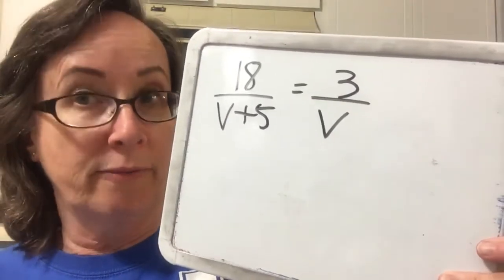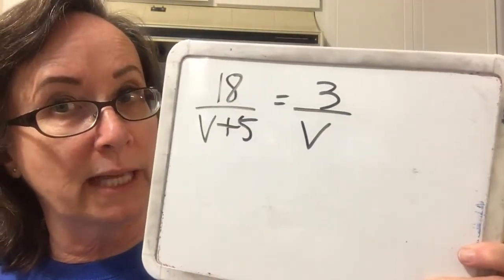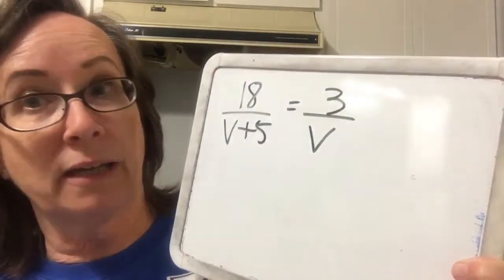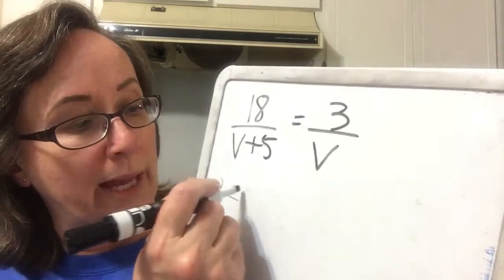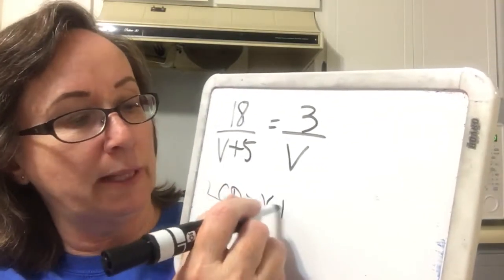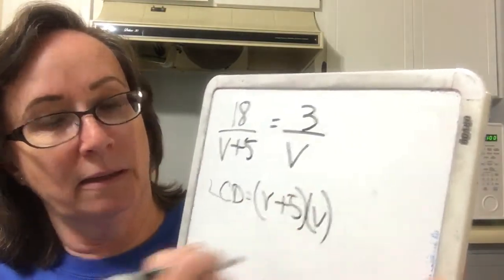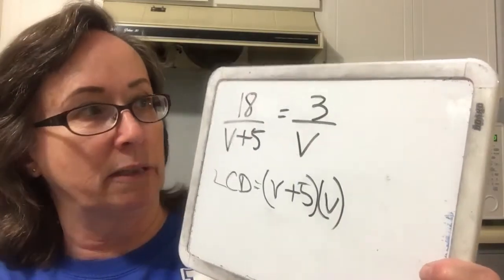So let me see if we have another one here that we can work on. Yes, we do. Okay, so we're going to do a few more, and then we'll call it quits on this one here. Okay, so we're going to start with 18 over v plus 5 is equal to 3 over v. Again, we have an equation. So we look at both denominators, and the denominators are already prime. When the denominators are prime, the LCD will be the product of the two. So we're going to have v plus 5 times v as the least common denominator.